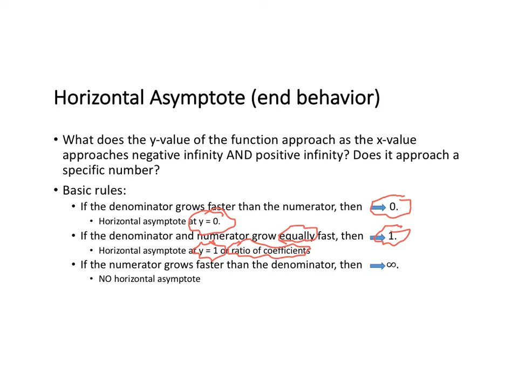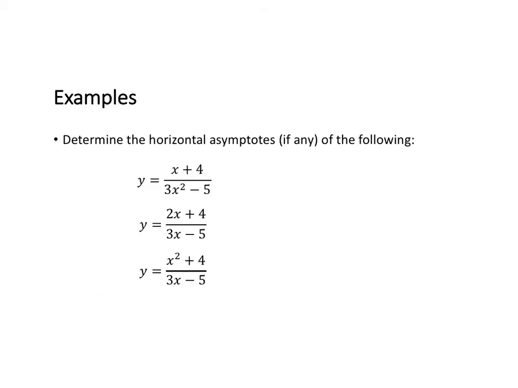Now, if the numerator grows faster than the denominator, so the top is growing very fast, the bottom not as fast, that means you're approaching positive infinity, and if that's the case, there is no horizontal asymptote. Okay? So those are our basic rules for horizontal asymptotes. All right, so let's look at some examples. So I got 3 examples here, and I want to determine the horizontal asymptotes, if any, of the following.